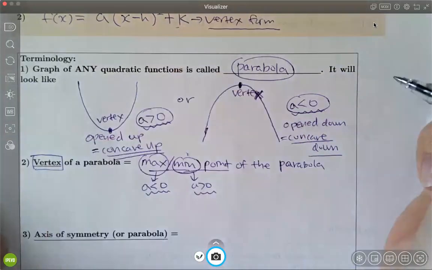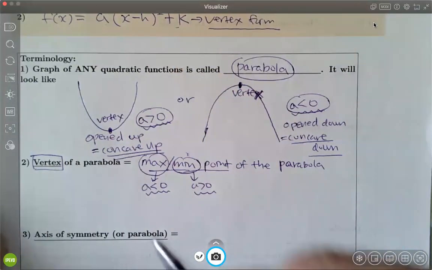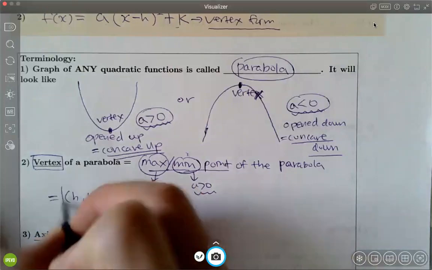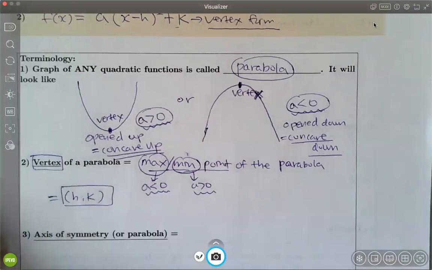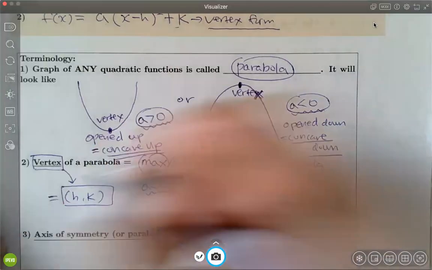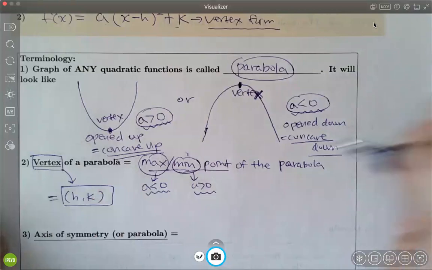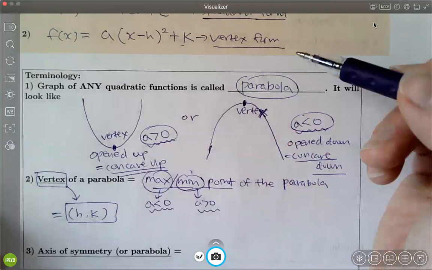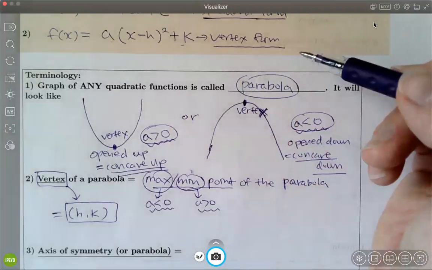Okay. Now, since the vertex is a point, it has the ordered pair representation. And what's the ordered pair? H comma K. Okay, so that's the representation of the vertex, which is why this second form was called the vertex form, because we can see H and K, right? Right there.